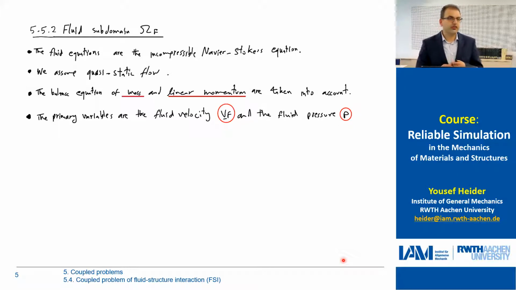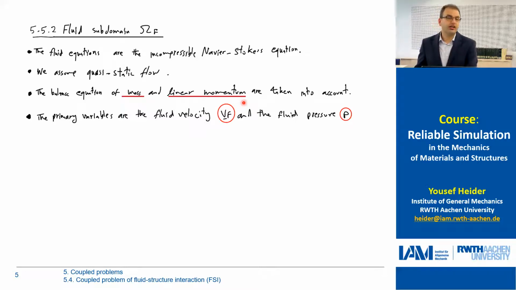Now, let's move to the second subdomain, so the fluid subdomain. Let's, for simplicity, consider the case of incompressible fluid. So we will have then the incompressible Navier-Stokes equation. If we say that we have also quasi-static, so we have a flow which is very slow, then we can have some equations to describe the coupled problem. We could have first the mass balance and the linear momentum balance, which are the two equations which are needed then to describe the behavior of our system.